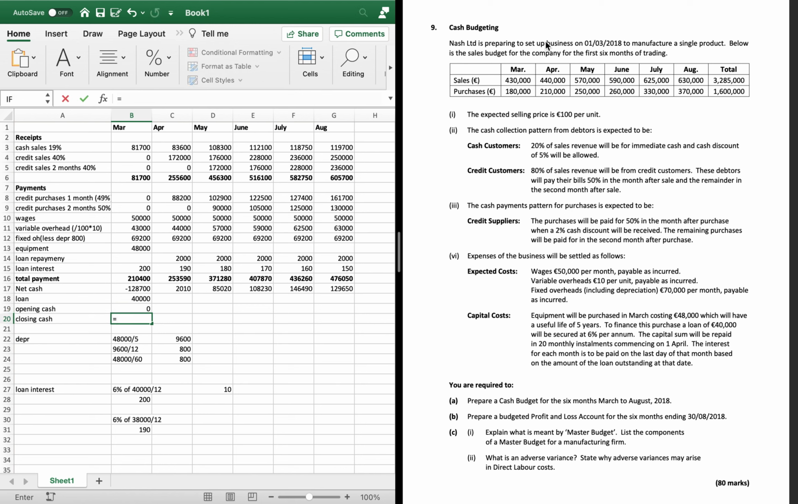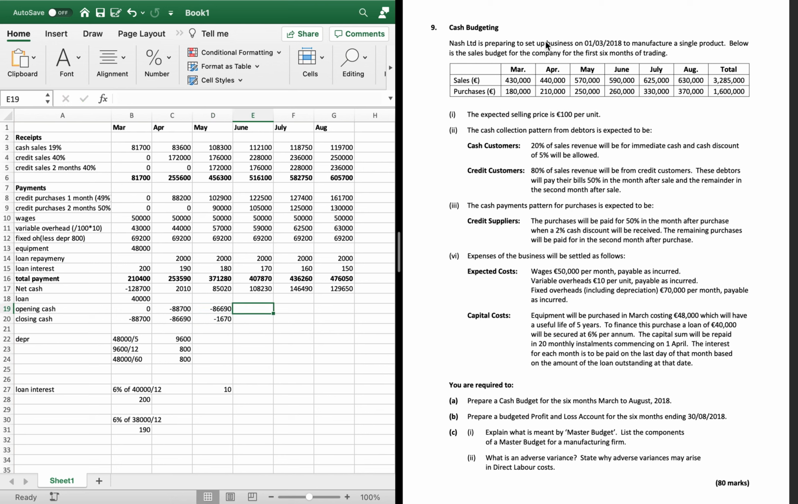The closing cash then is net cash plus loan plus opening cash. So he goes from 128,700 to 88,700. So whatever he finishes March with, he's going to start April with. And then you'll still have a minus, so 2010 minus 88,700 is 86,690. So we'll bring that across. So he's getting closer to positive numbers now.